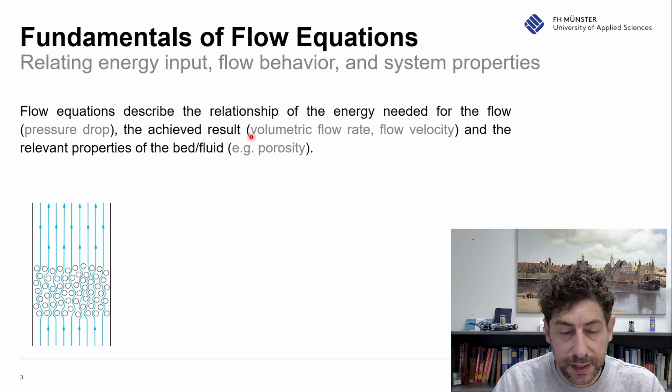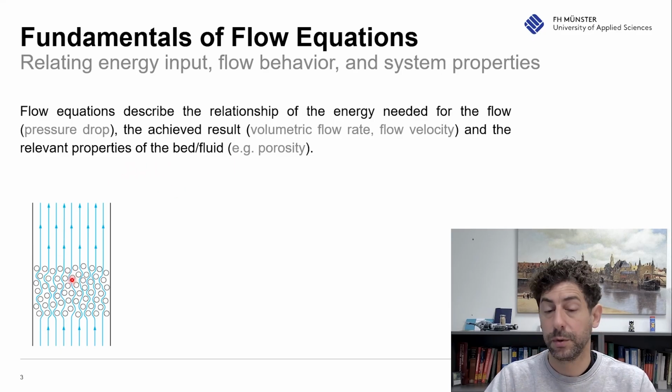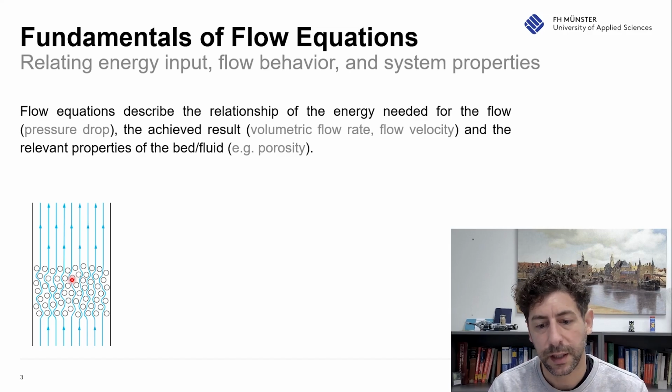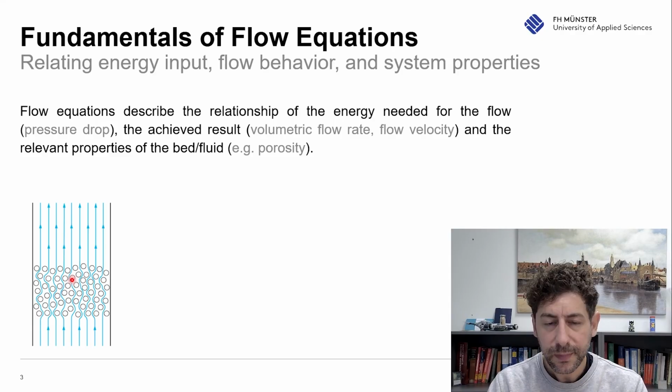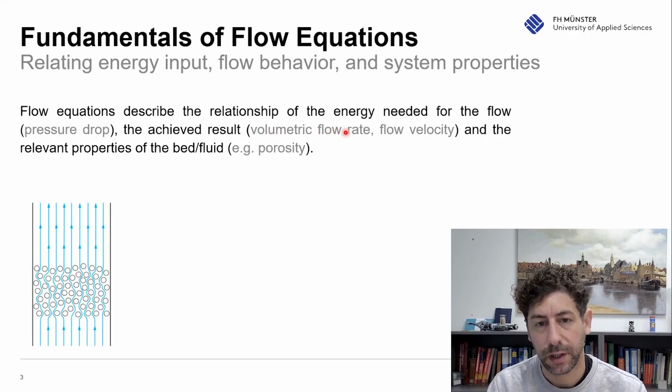And the achieved result is the volumetric flow rate and the flow velocity. So how much liquid or fluid goes through and how fast does it go through, and the relevant property of the bed and the fluid. So what are the material properties? What is the property of the bed itself? So porosity, for example. What are the fluid properties like viscosity and so on. And all these different things are put together in one equation to calculate, for example, at the end, the volumetric flow rate. So how much fluid you get through, or what is the energy you need.